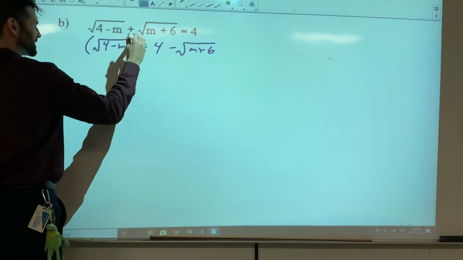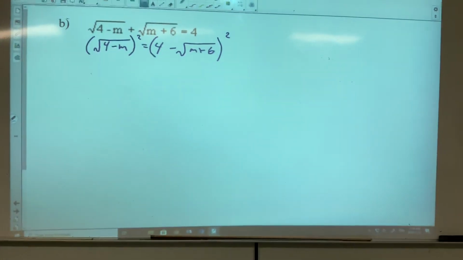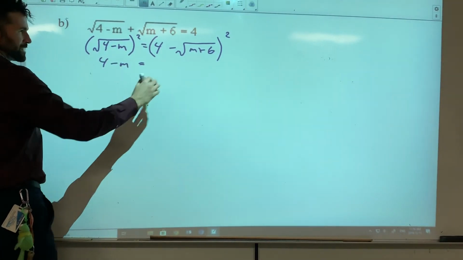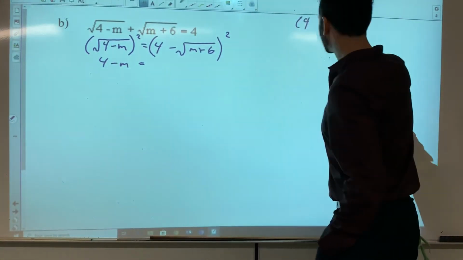Okay, let's isolate. So let's get one of these on the other side. So square both sides. Here you're gonna get 4 minus m. And then here, you're gonna have to expand it, right? So if you want to do some work off to the side.